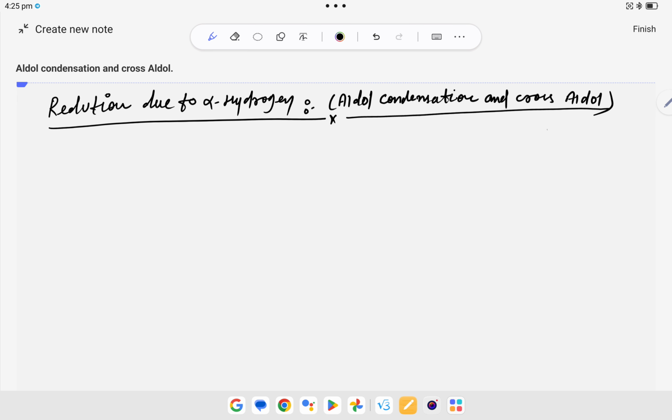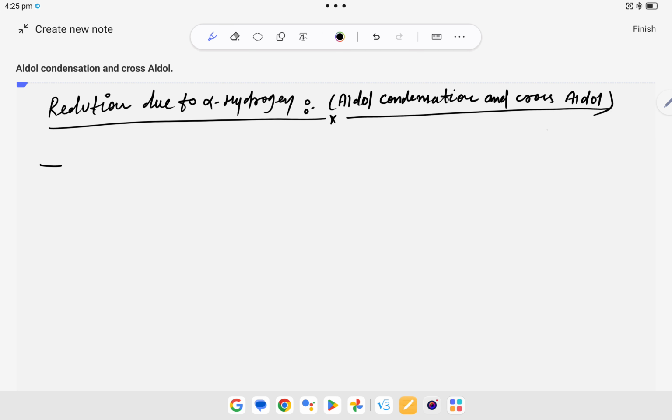So here, according to the information, aldol condensation and cross aldol condensation is given. We will discuss the aldol condensation and cross aldol reaction here. At the same time, that is known as reactivity due to alpha hydrogen. So we are going to check the reactivity here.